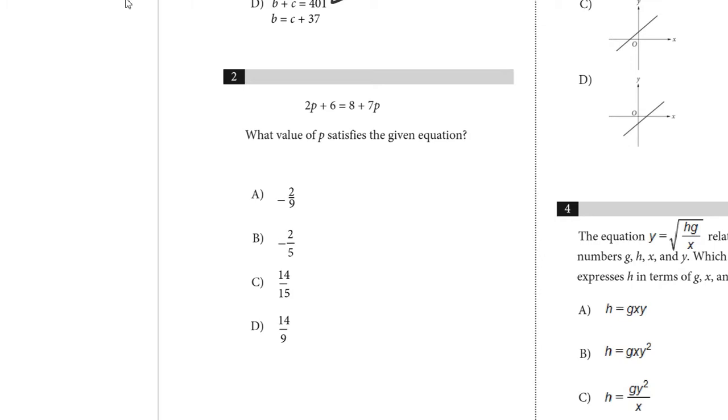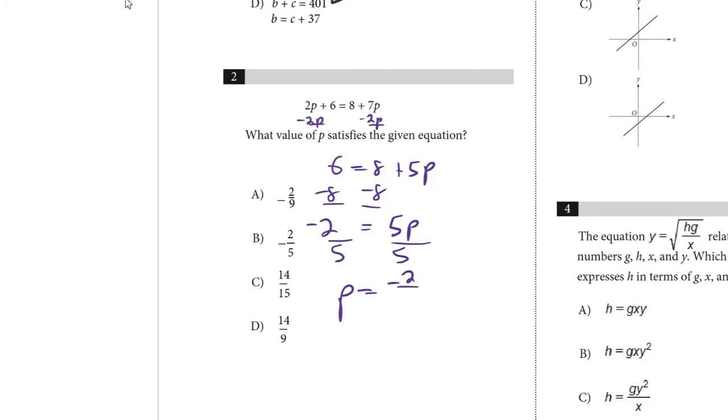Going over to number 2 now, we can simply take away 2p from both sides. 6 equals 8 plus 5p. And now take away 8 from both sides. 5p equals negative 2. Now we can divide both sides by 5. And p is negative 2 over 5, which is B for number 2.